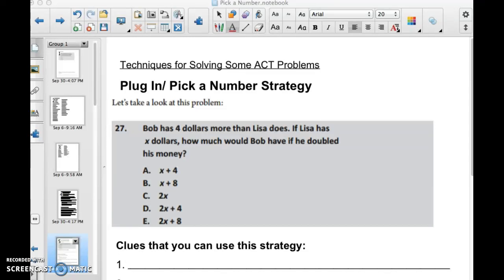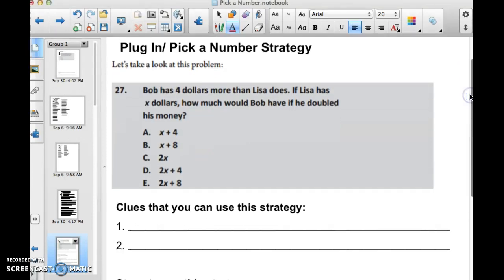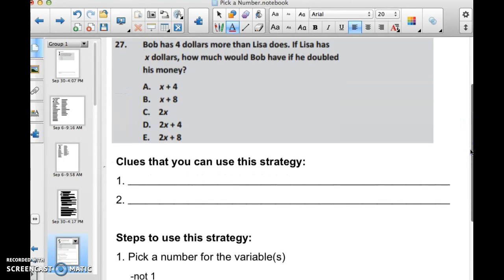The plug-in or pick a number strategy for the Math ACT. This is one of 3 strategies, and this strategy can be used on a few of the 60 questions. The first part of mastering this strategy is being able to recognize what type of questions you can use this on. So this is what I'm going to begin with in this video: the clues that you can use this strategy, and there are 2 main ones.